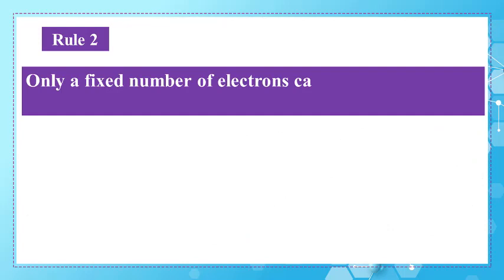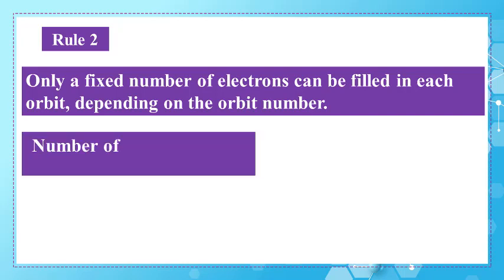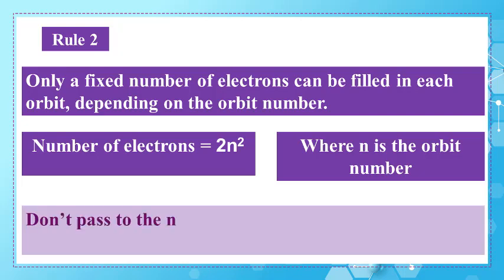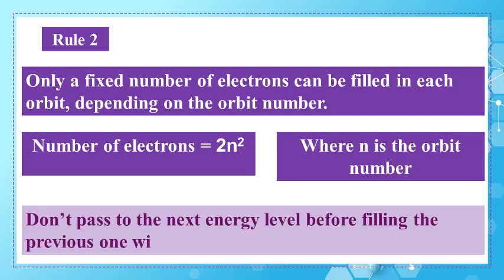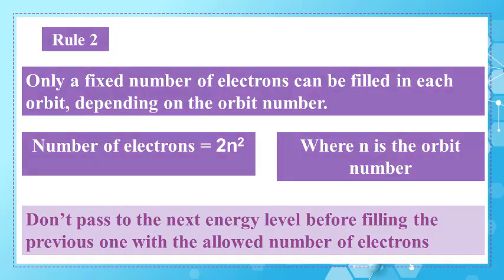Rule 2 says that only a fixed number of electrons can be filled in each orbit, depending on the orbit number. And by applying the formula 2n squared, we can calculate the number of electrons, where n is the orbit number. But pay attention, you don't have to pass to the next energy level before filling the previous one with the allowed number of electrons.